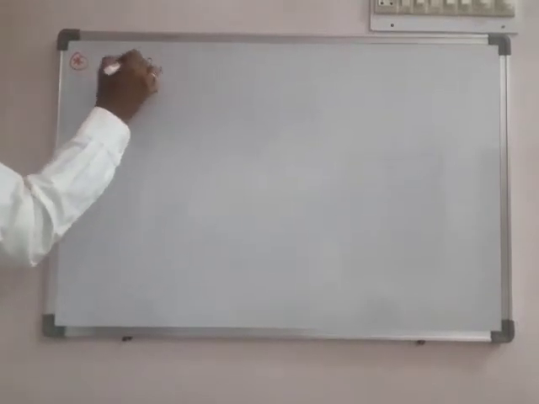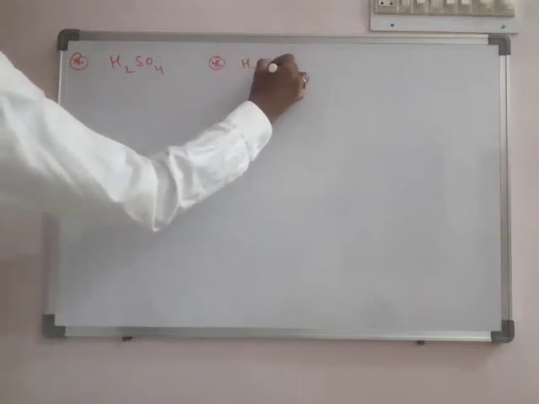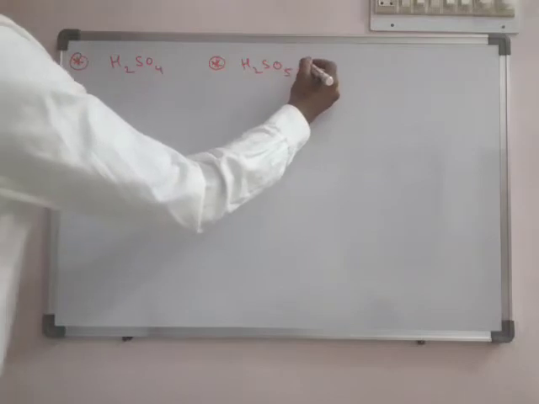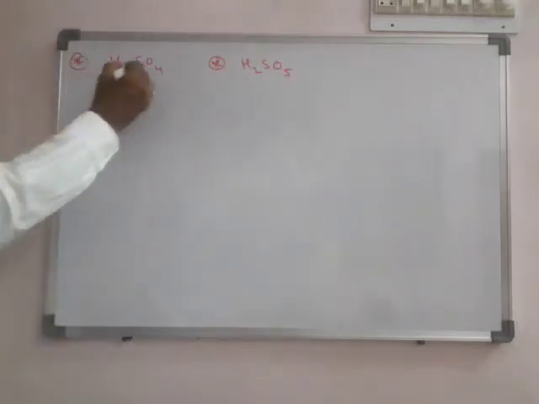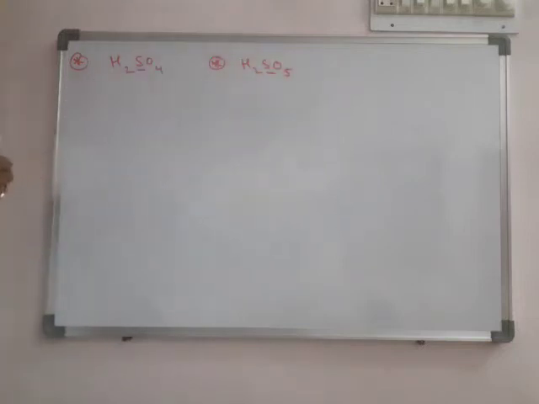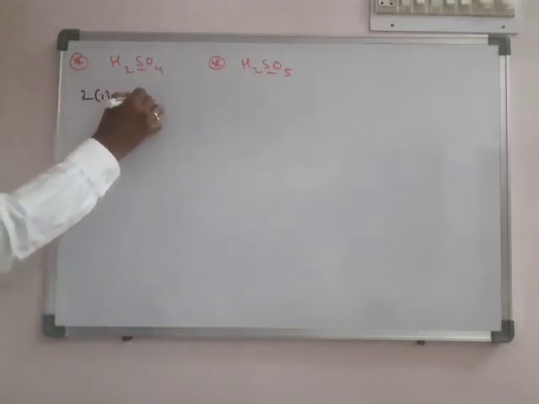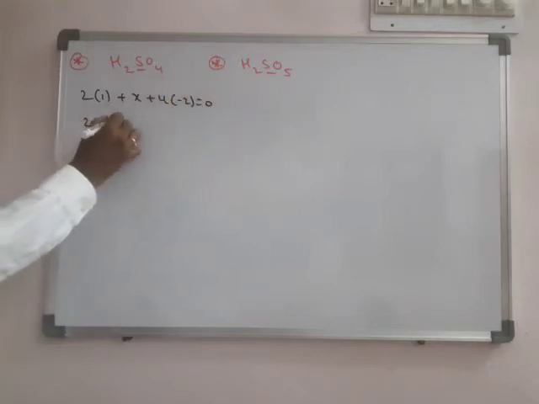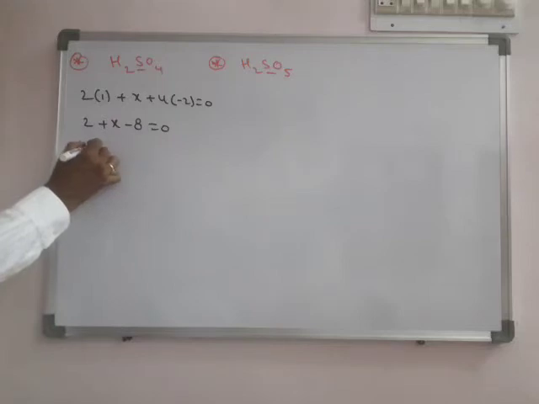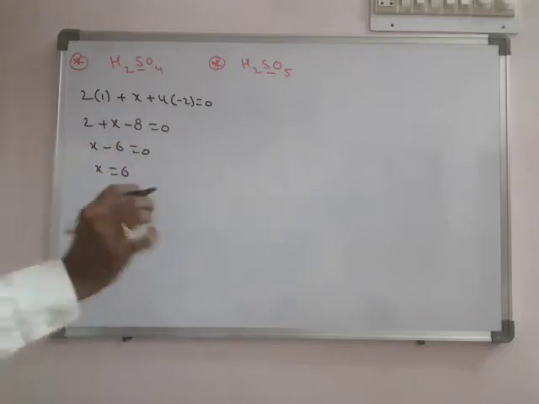Next, in sulfuric acid, we find sulfur. Next we calculate the other one, H2SO5. Here also sulfur. So calculate the oxidation number of sulfur in these two compounds. We know the name of this compound, sulfuric acid, so no need to write again. Sulfur is +6 oxidation state, it's okay.